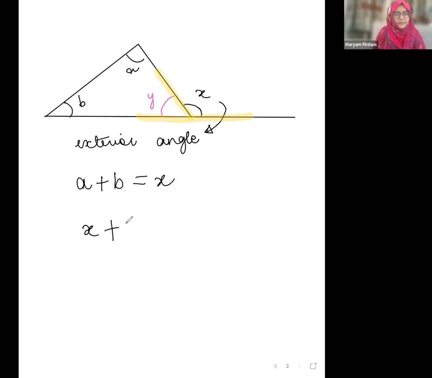If you do X plus Y, you will get 180 degrees. So let me write that. X plus Y gives you 180. So what is the relation between X and Y? Or let me say, how can you write X in terms of Y? That means X is equal to something something Y. How will you write it? What will this become if you send Y to the other side?